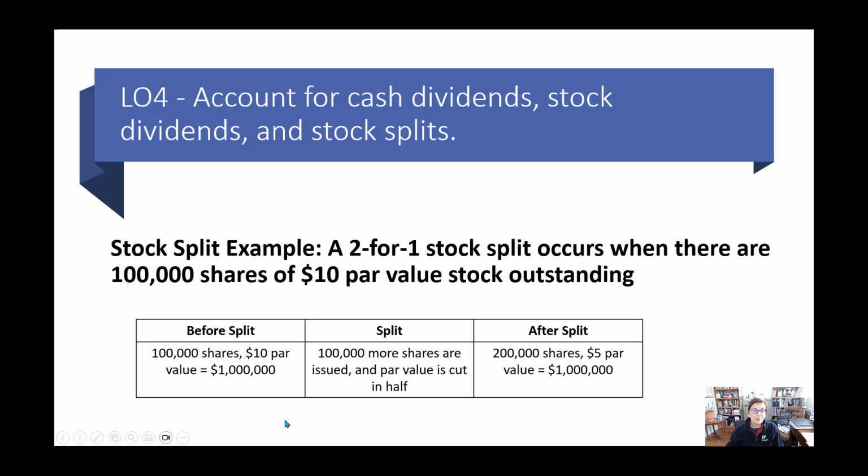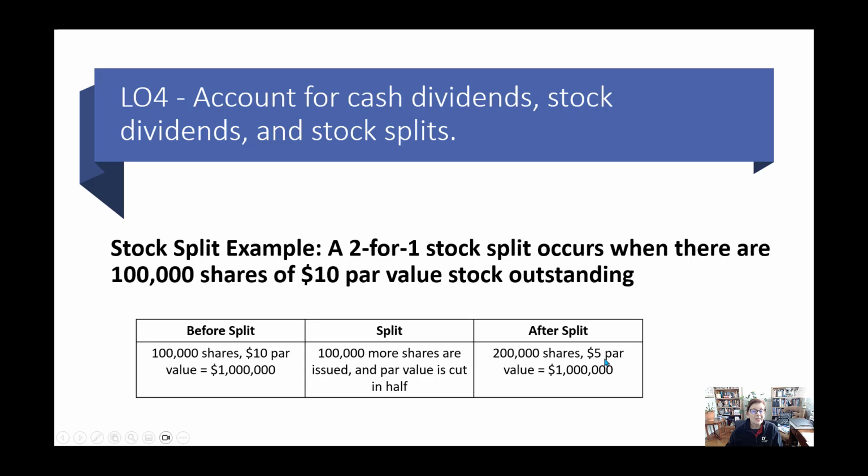All right, so let's look at a stock split. Let's say a company has 100,000 shares of $10 par value stock outstanding. So it has $1 million of stock showing on its balance sheet. Let's say the company is doing a 2-for-1 stock split. And so now 100,000 more shares of stock are issued. So 2-for-1 means for every 1 share you had before, you will now have 2 shares. So after the split, the company has 200,000 shares of stock.